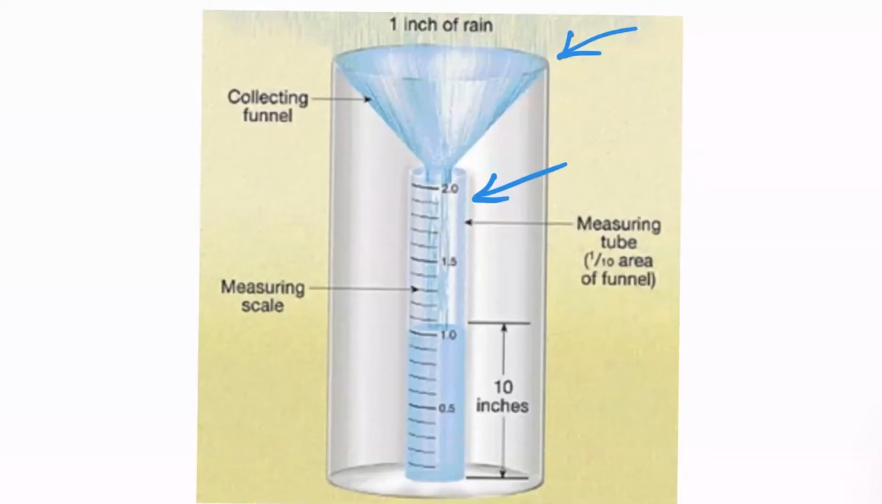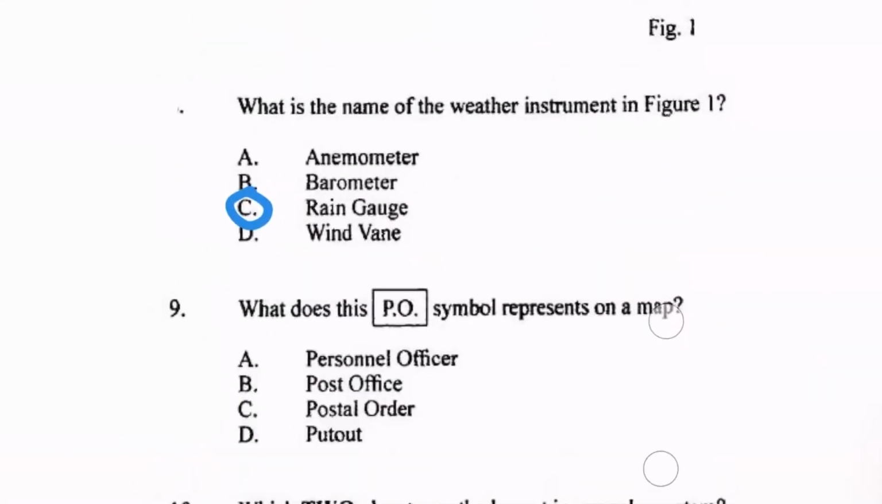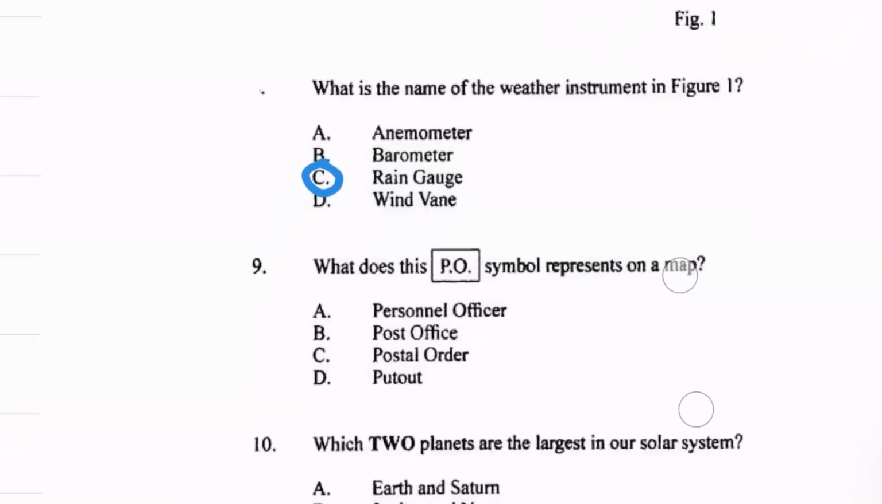Hold on, let me get a pointer. Okay, so this is our funnel to collect the rain. This is the graduated cylinder, and the amount of rainfall is measured using this cylinder. So that's what that instrument is supposed to be.